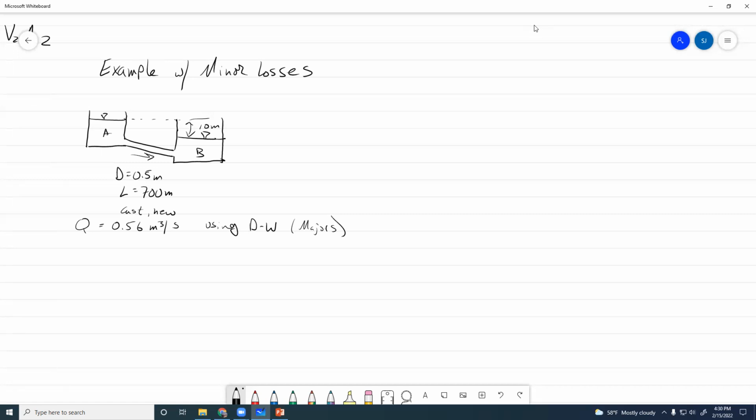And we'll put some more information on here. So we're going to put a valve on that. And the valve is going to be a swing type check valve. And then we're also going to account for the entrance and exit losses. So H minor is going to be equal to, as we said before, the sum of our minor loss coefficients times V squared over 2G.